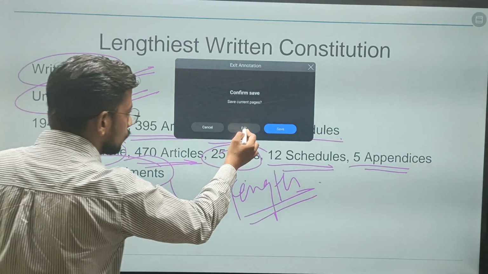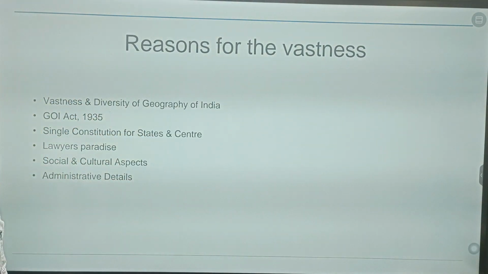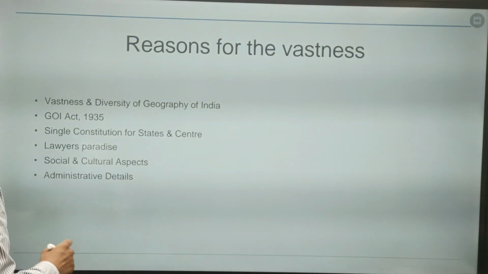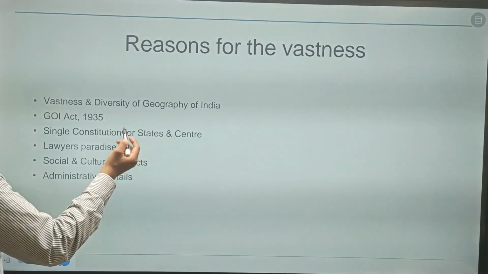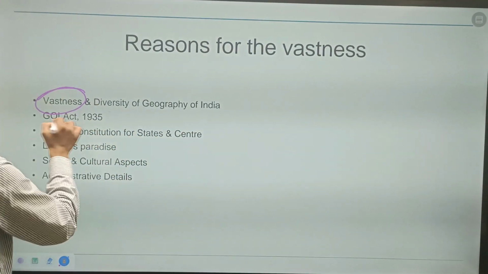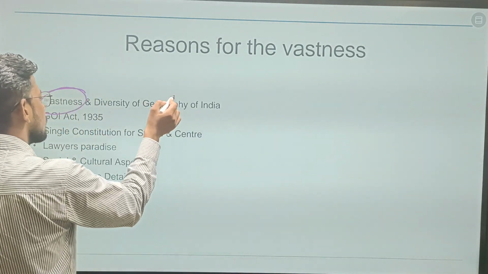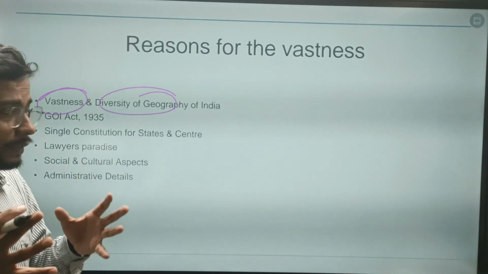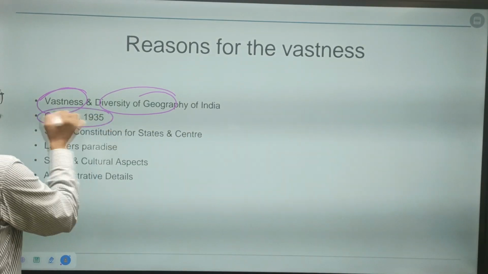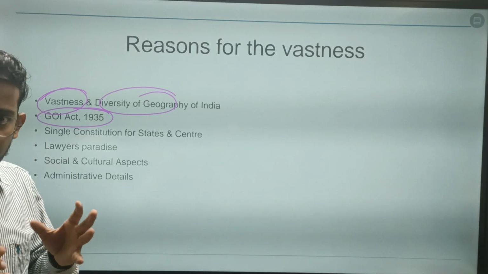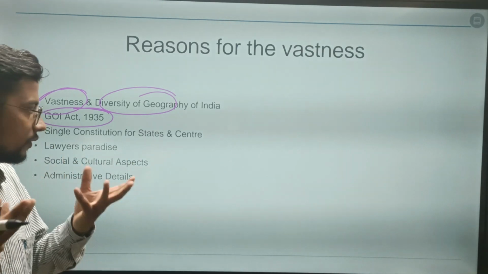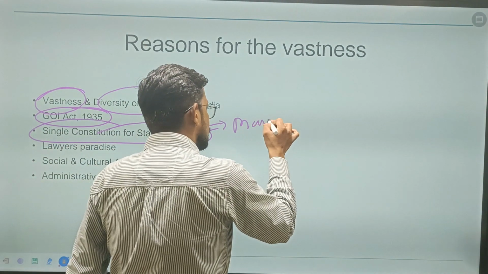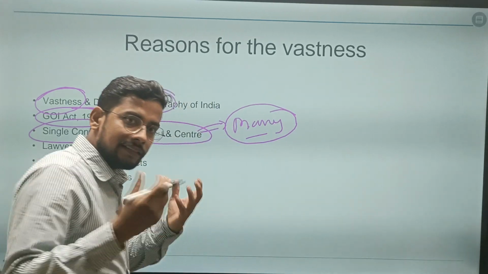So we have seen two features. One is a borrowed constitution, another is the lengthiest constitution. Let's understand the reasons for its length. Why is our constitution lengthy? Because we have so many provisions. First, the vastness of our geography. India has a vast geography, and we have to accommodate that geography in our constitution, and because of that length increases. We have taken so many provisions from the Government of India Act 1935 and included them, and because of that also length increases. A single constitution for center and state, and because of that many provisions have to be included for center and state, and length increases.